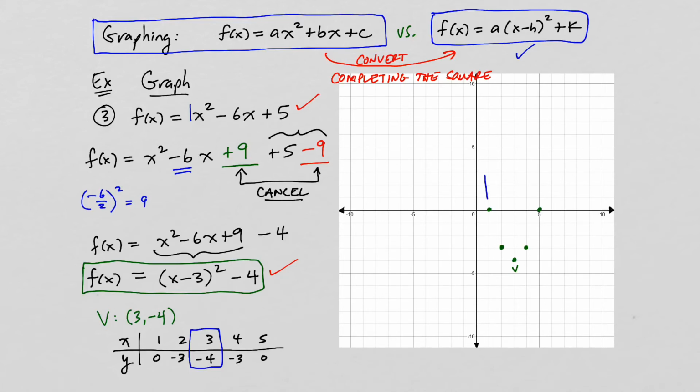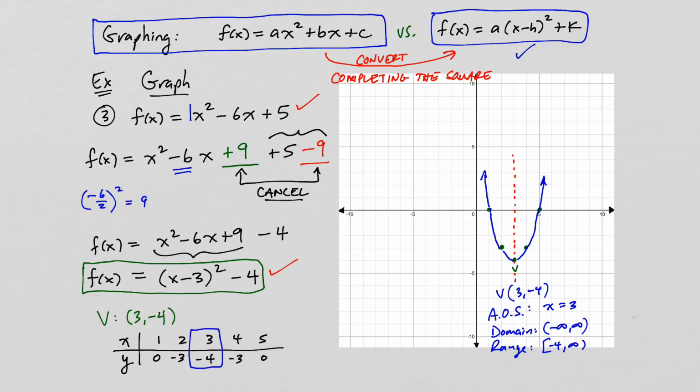And you can see that we have our parabola here. Right? And you can answer all the same questions. So, of course, the vertex is 3, negative 4. The axis of symmetry is x equals 3. And again, that is this line right here. And the domain would be all real numbers. And the range would be all numbers starting from negative 4 and going to infinity.